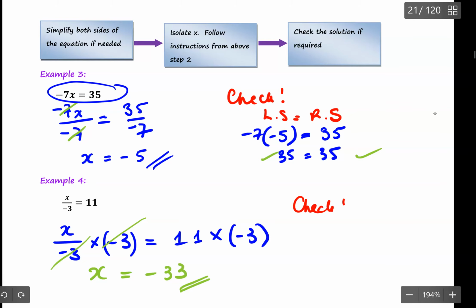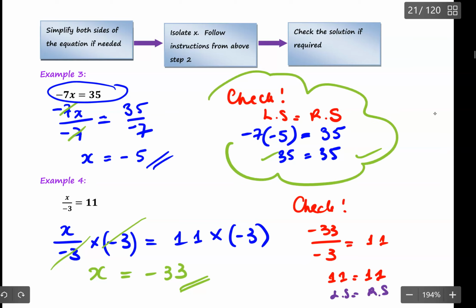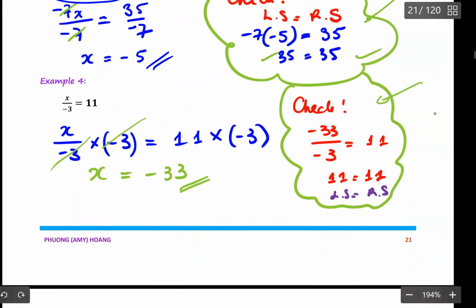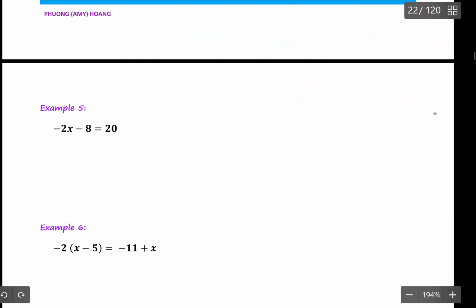Okay, so let's do the check. I should have negative 33 divided by negative 3. Is that equal to 11? Yes, it is. So you can conclude that your left-hand side equals the right-hand side. This step is important. I would like everyone to keep in mind that if you are solving a simple or any linear equation, it's a good idea to perform these steps so that you know you get the correct answer. Alright, so let's move on to example number 5.